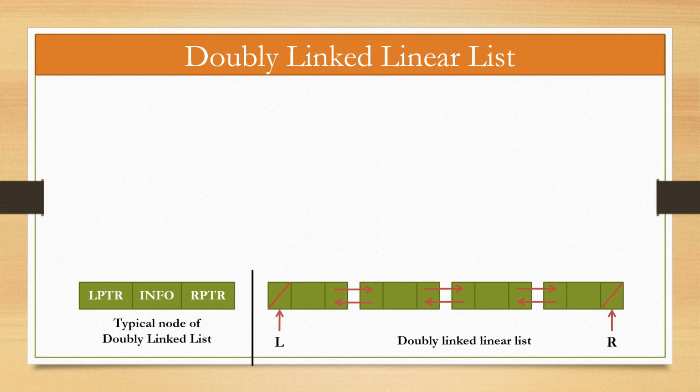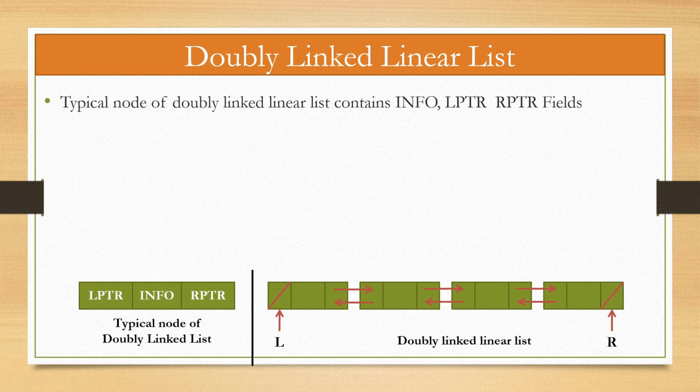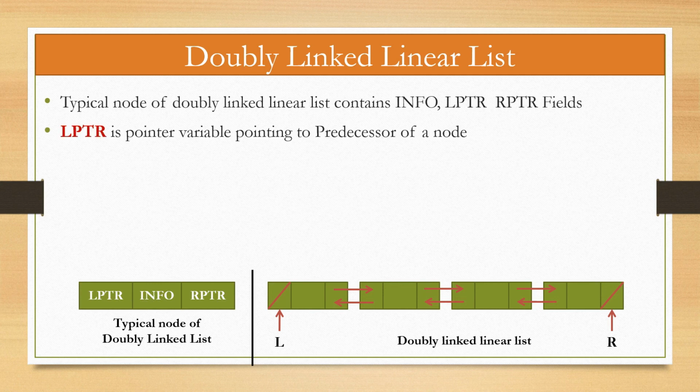In doubly linked list, a typical node contains LPTR, info and RPTR. That means each node of a doubly linked list contains data and two pointers to point to the previous and next node. Right? This is for previous and this is for next node. So a typical node of doubly linked list contains info, LPTR and RPTR fields. LPTR is a pointer variable pointing to the predecessor of the node and RPTR is a pointer variable pointing to the successor of a node.